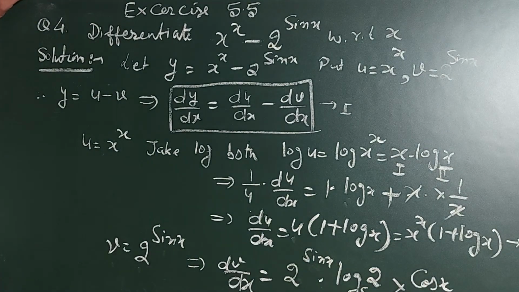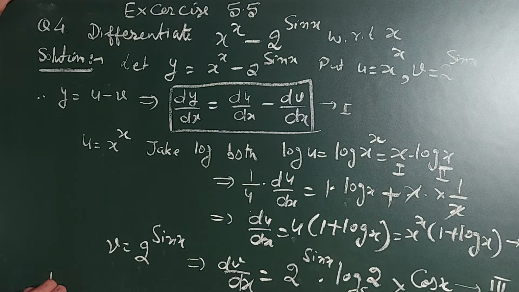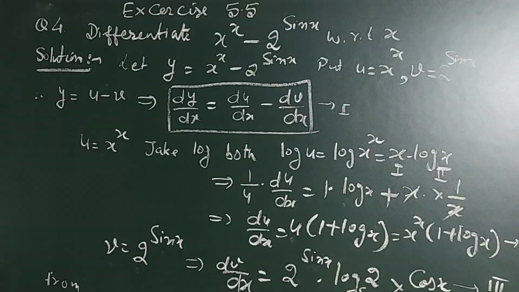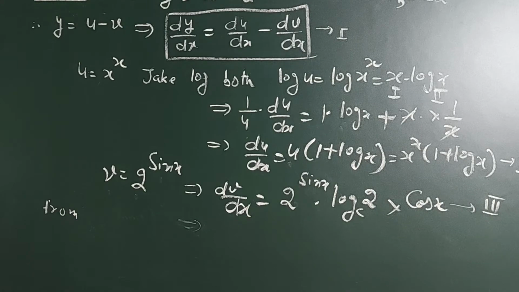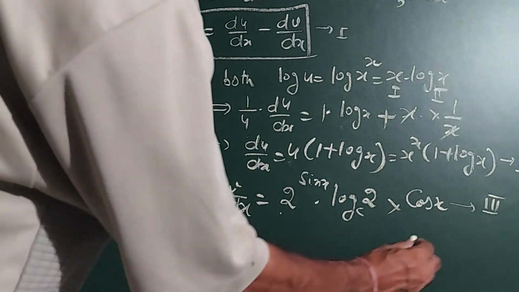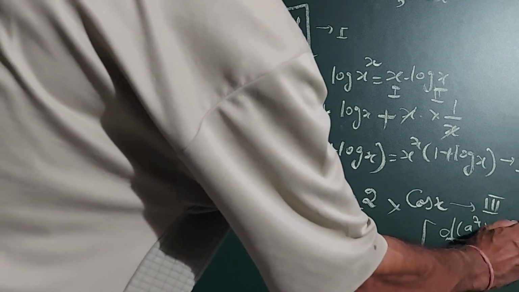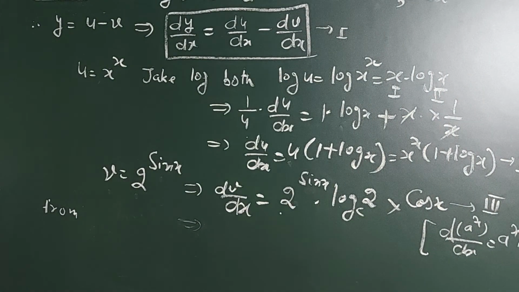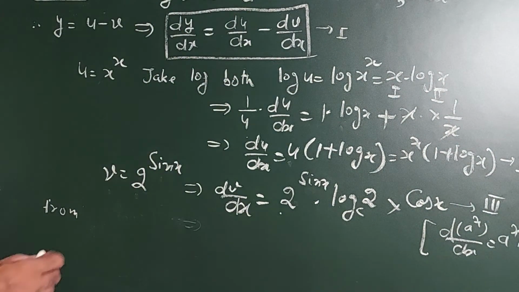Now put this value, this is our result, put this in 1 from 1 to 3. Now see, v is equal to 2 raised to sine x, dv upon dx is 2 raised to power sine x into log of 2 to the base e, because derivative of a raised to power x with respect to x is a raised to power x into log of a to the base e. So this is the standard result here we will use. So put these values here in the relation number 1.